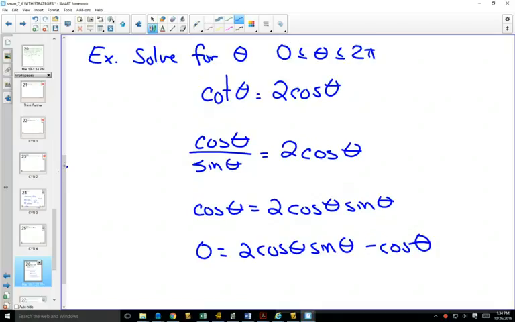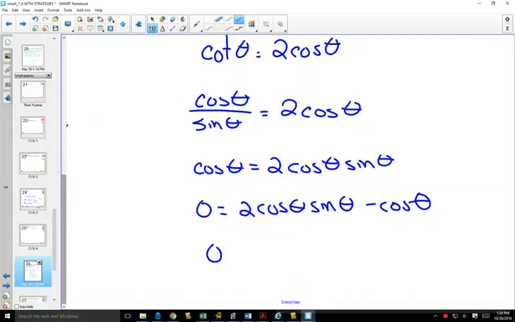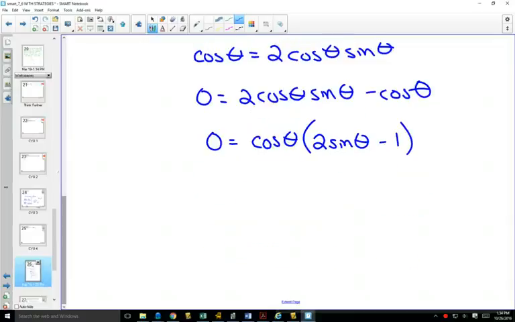And so now that there's a common factor of cos, and I factor that cos theta out, what would I be left with in my first term? A 2 and a sine theta. What am I left with in my second term? It would just be a 1. And now we could get either cos of theta is equal to 0 or sine of theta is equal to 1/2. When is cos equal to 0?